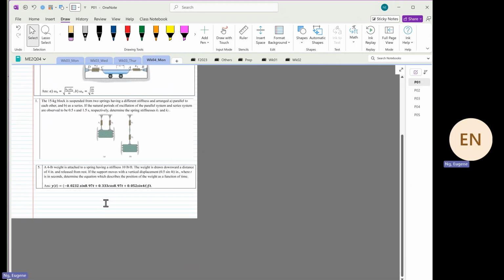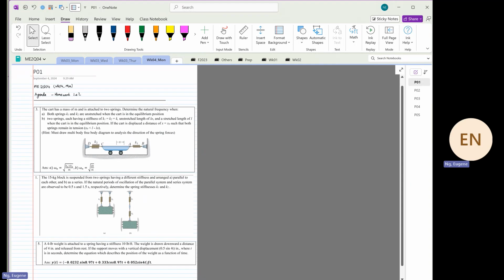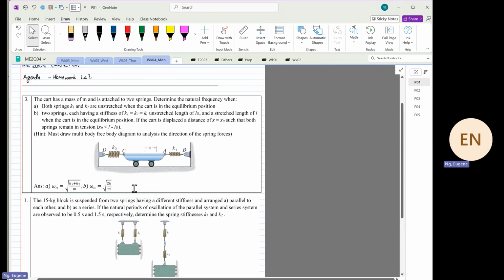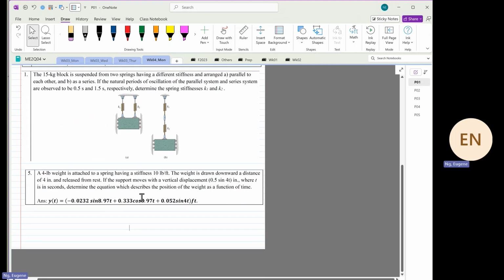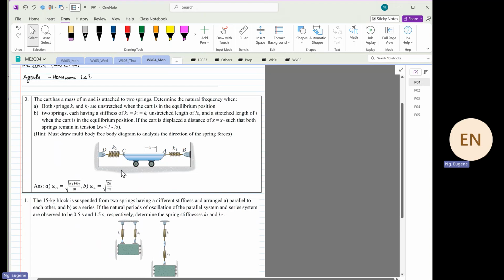Okay, so these are the 3 problems that we are going to go for. Question number 1 is from homework 1, question number 2 from homework 2, and question number 3 from homework 2. Okay, so let's do this question first.